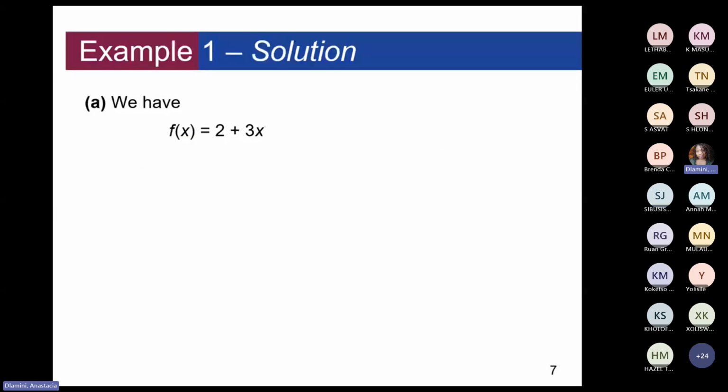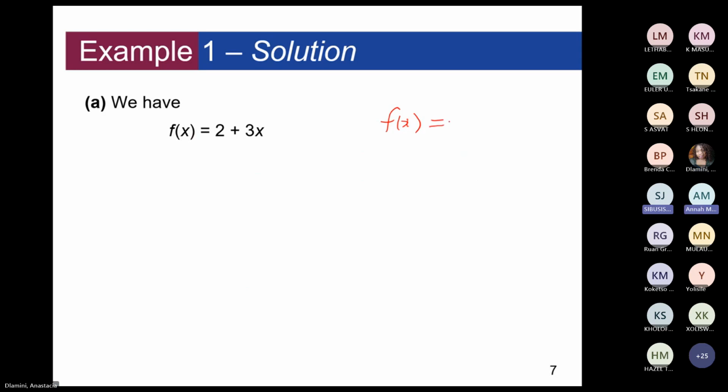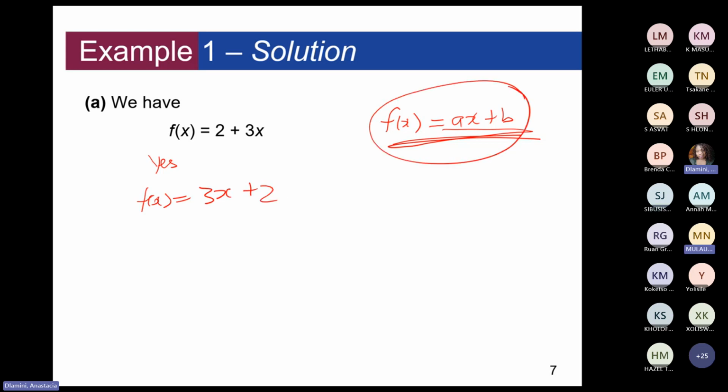So let's go to the first one. Is this a linear function, guys? Yes, ma'am. Why are we saying it's a linear function? Because x there has a power of 1. Thank you. Since it's a linear function, we need to write it in this form. So we'll write it as f(x) = 3x + 2. So we wrote it in the form. All together. Yes. Thank you.